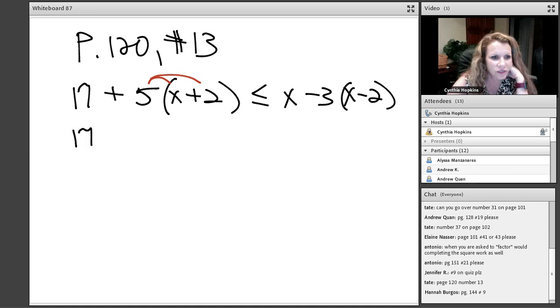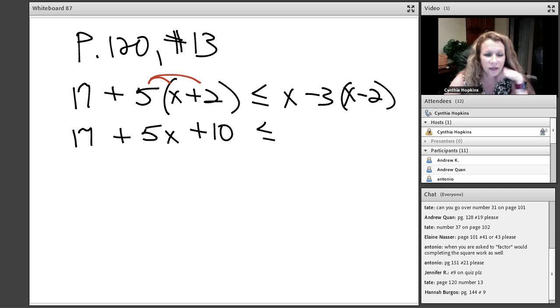All right, so the first thing I see on the left-hand side is that I want to distribute that 5 to those two terms right there in the parentheses. So 17 I leave alone, then I distribute my 5, I get plus 5x plus 10 is less than or equal to. Okay, here's where I have a guess. Since that x plus 2 is in parentheses on the right side of the inequality, I have a feeling maybe some people considered the x minus 3 as if they were parentheses. You know what, I'm going to put it in red, and then I'll delete them, okay?